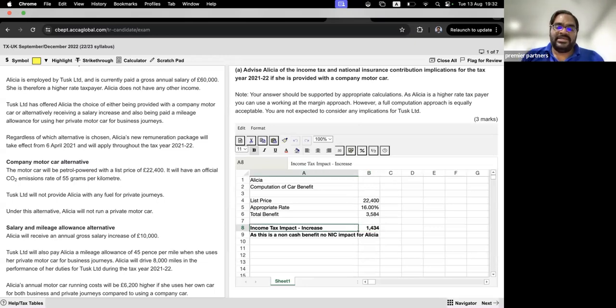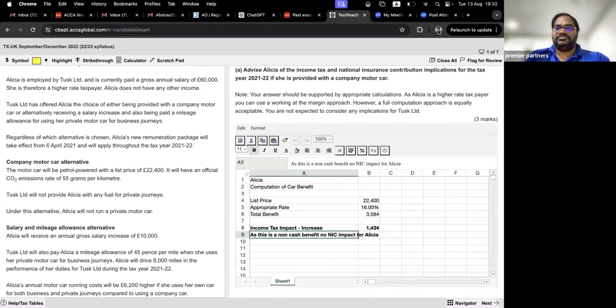For NIC, we just need to elaborate. For Alicia, there is no NIC impact. For Task Limited, yes. But we are computing from Alicia's point of view so far. Are we okay? Any queries or clarifications about this calculation? We are okay or any questions, guys?